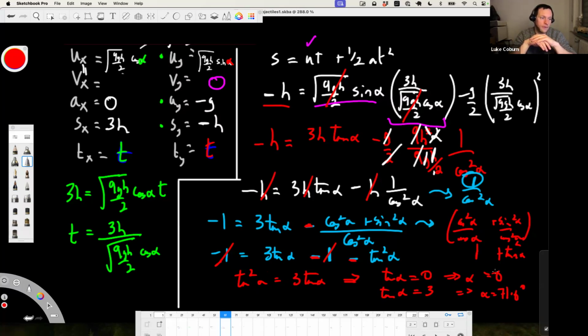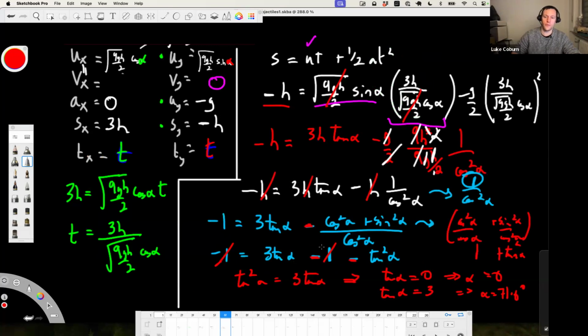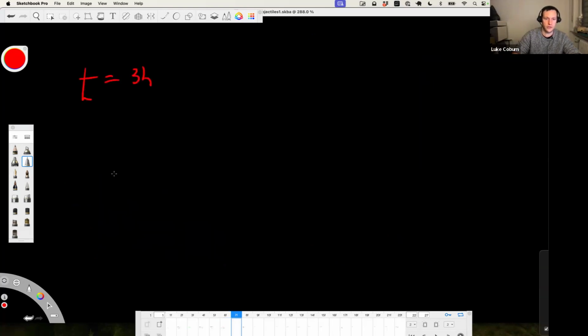Okay. And then the second part of the question is, for each angle of projection, find in terms of h the time it takes for the particle to reach P. So that might seem like a whole other endeavor, but we already have that t is equal to 3h over the square root of 9gh over 2 times cos alpha. So now we can sub in the two values: either alpha is equal to 0 or alpha is equal to 71.6.